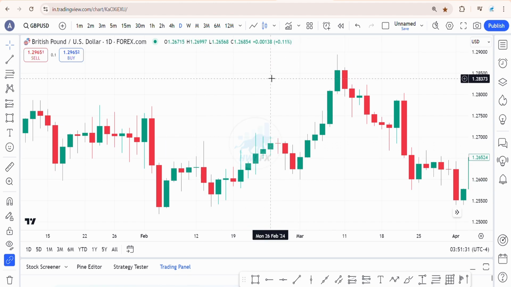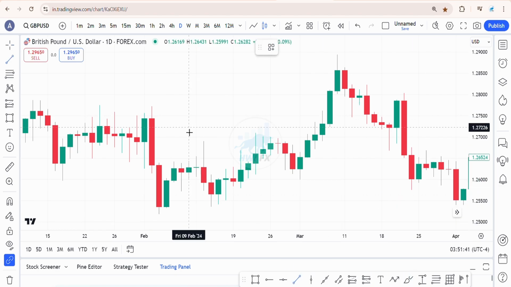Now let's take an example of a propulsion block for a bullish market. We are on GBPUSD on the daily chart, so we need to find the proper break of structure.